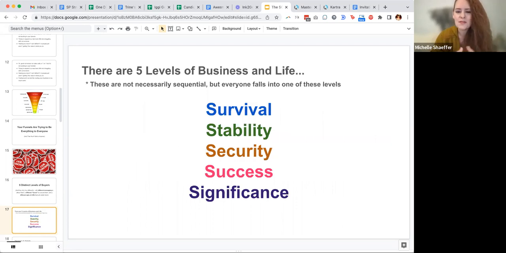So you may be familiar with the 5 levels that we talk about in life, right? Everyone falls into one of these 5 categories in life. There's survival, stability, security, success, and significance.